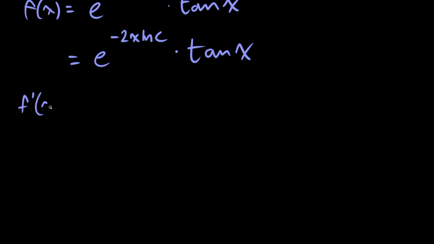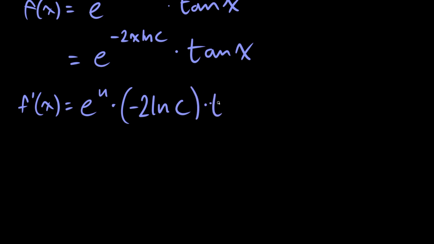So f prime of x is going to be the derivative of the first function, which is going to be e to the u. We're going to call this here u, multiplied by the derivative of this. All of this is just a constant, so this x to the 1 will go to x to the 0, and we'll just be multiplying by negative 2 ln c, multiplied by the second function in its entirety, plus the entire first function multiplied by the derivative of tan x, which we know to be secant squared x.